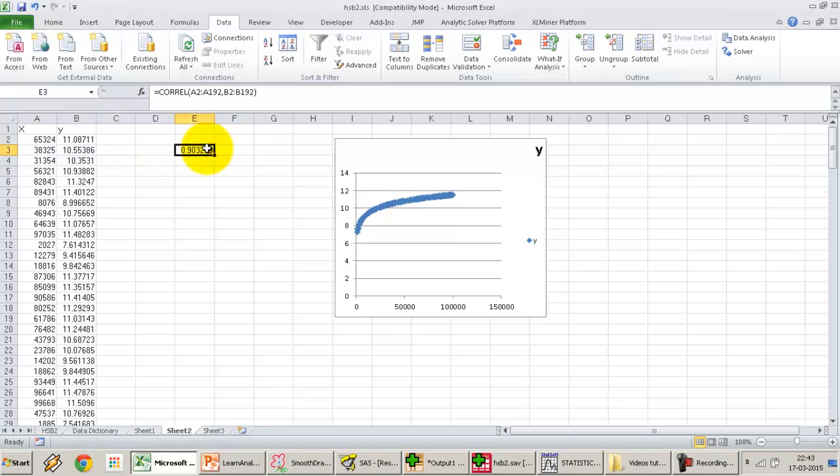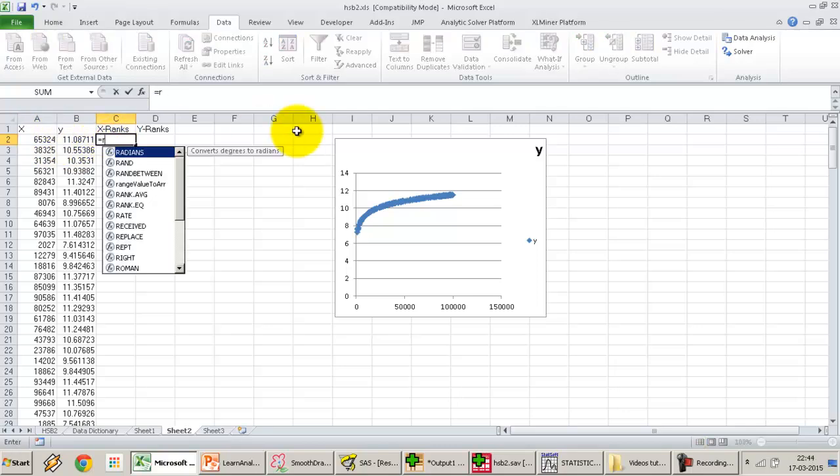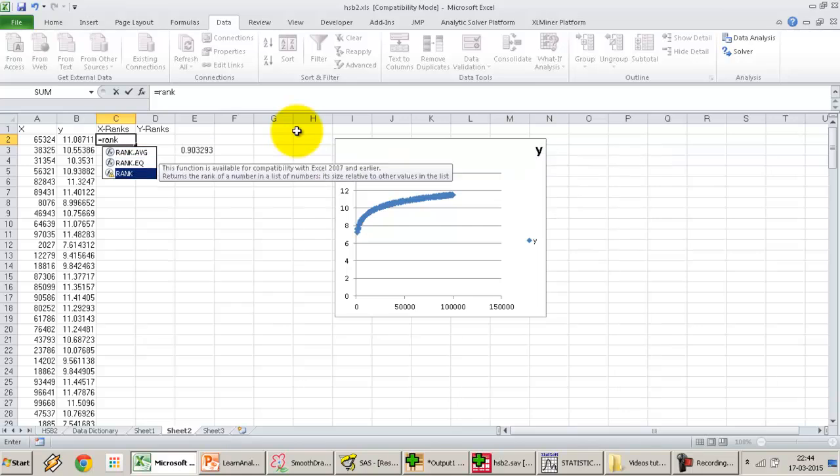What Spearman will do is not run the correlation directly on x and y. It will create a variable which is x ranks, and then a variable which is y ranks. It will change each value into the rank it holds in that particular column. So, if I sort column X by the values, what is the rank of this particular observation? I can simply use the rank function in Excel. It picks up this number and ranks it in the data set.